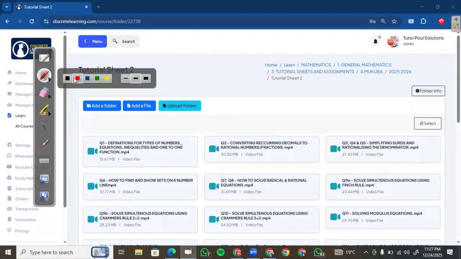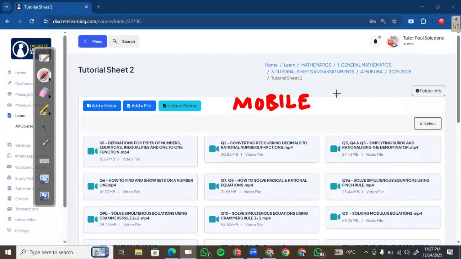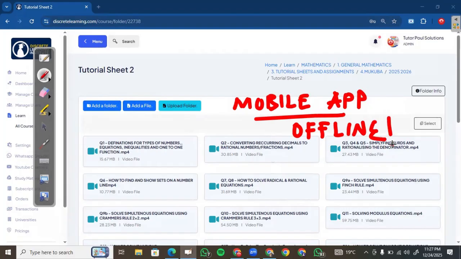As a bonus, we also have a mobile app. Just go on Play Store and search Discrete Learning Institute. On this mobile app, you'll be able to download all these videos that you can see here, and watch them offline. You don't always need internet to learn with us. Once you go where there's Wi-Fi, download, download, download. Then when you go to your boarding house or your room, you simply watch offline and enjoy.